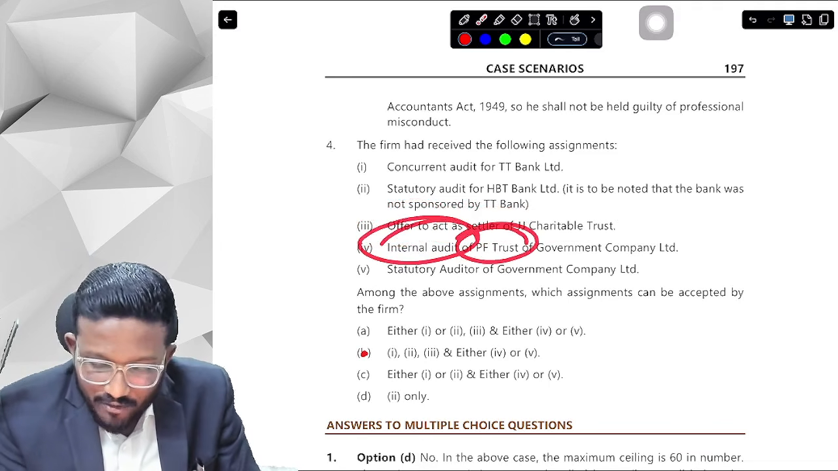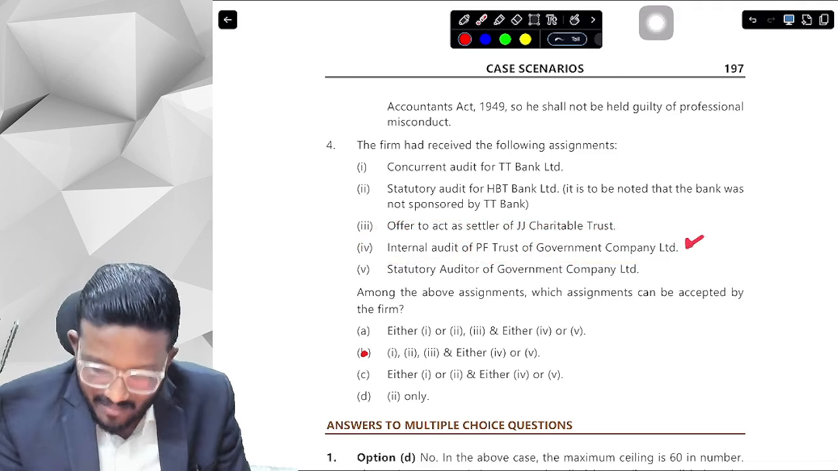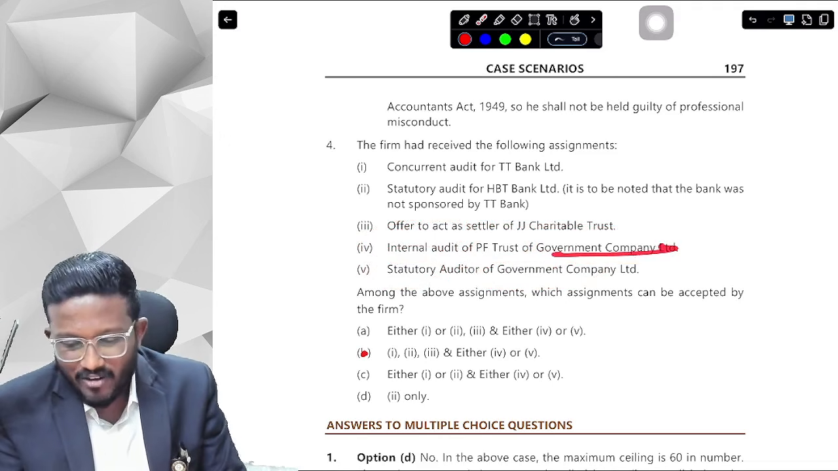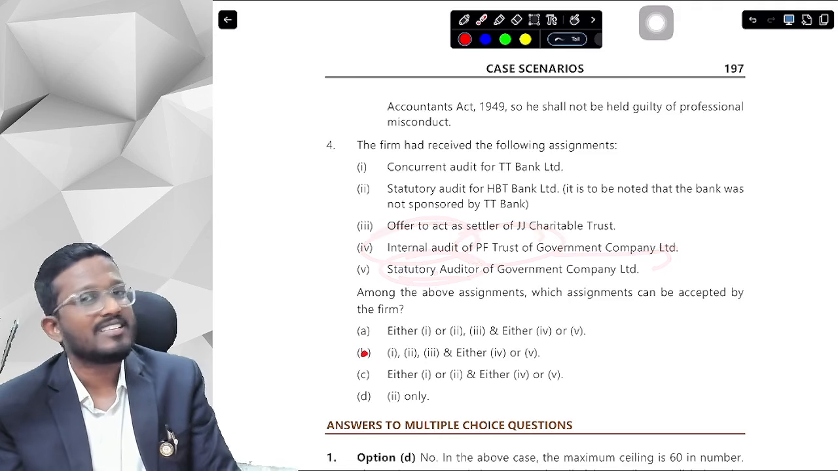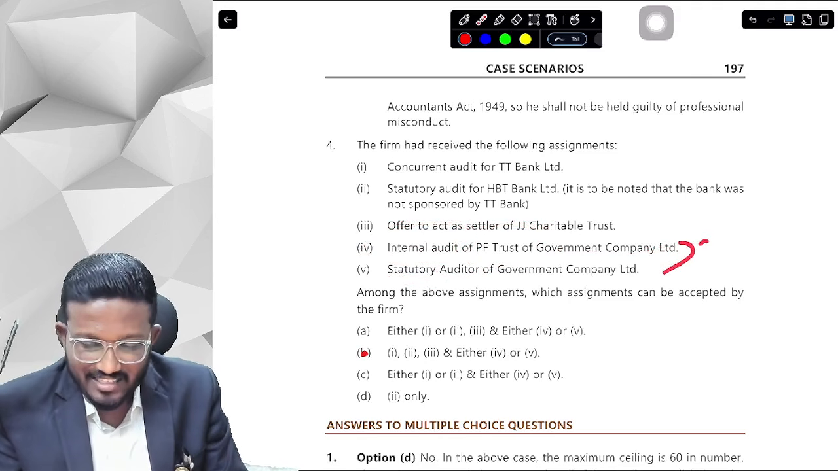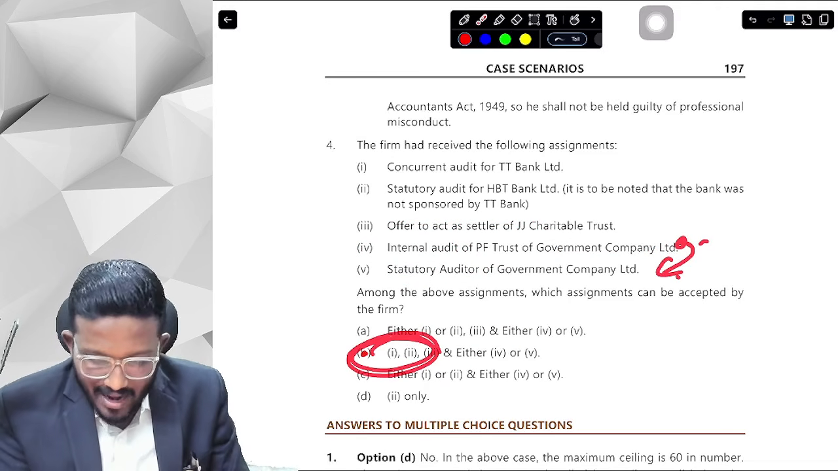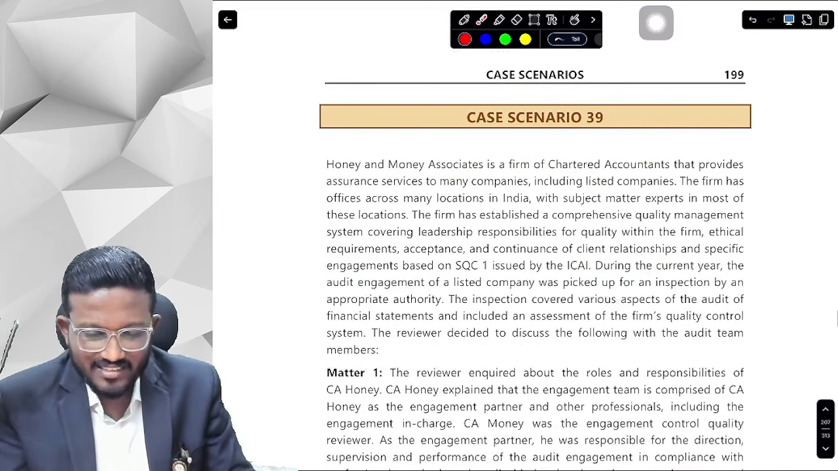Internal audit of PF trust of a government company limited. Can we accept internal auditor of PF trust of a government company? Yes, we can accept. Then statutory auditor of the government company limited. So same government company. Can I be the statutory auditor and also internal auditor of its PF trust? No sir, I can accept only one of the two. I cannot accept both. So 1, 2, 3 I can accept, and either 4 or 5 I will have to accept. Okay, yes sir, this was your case scenario number 38.